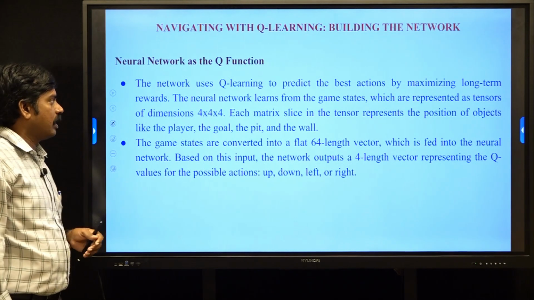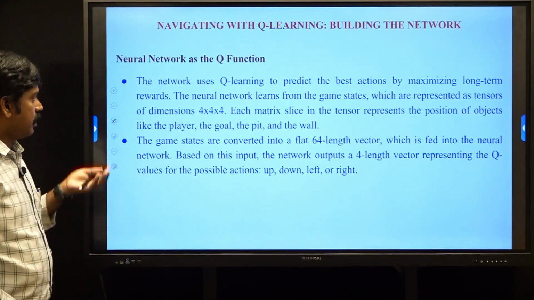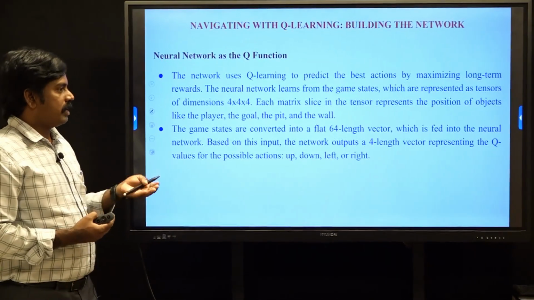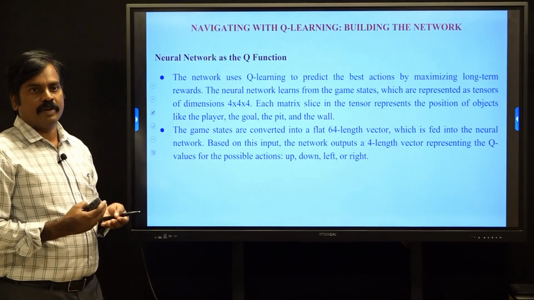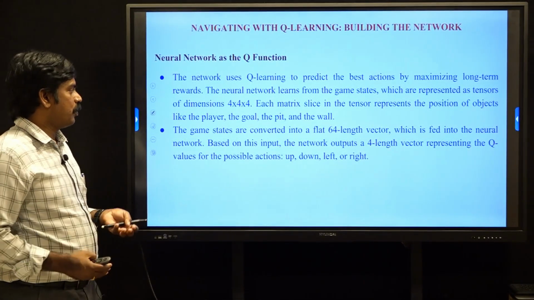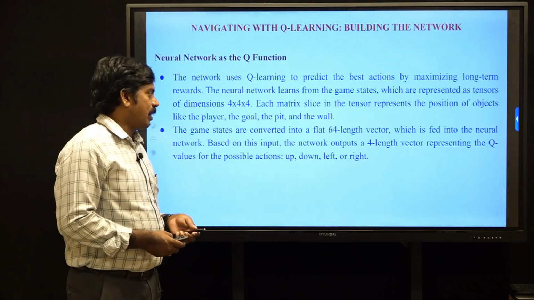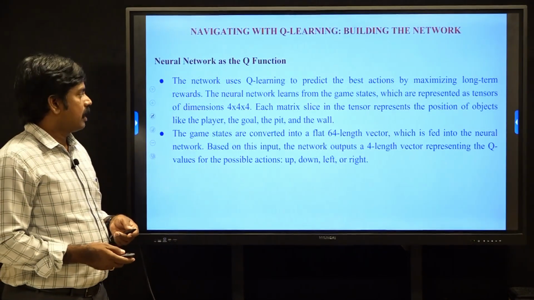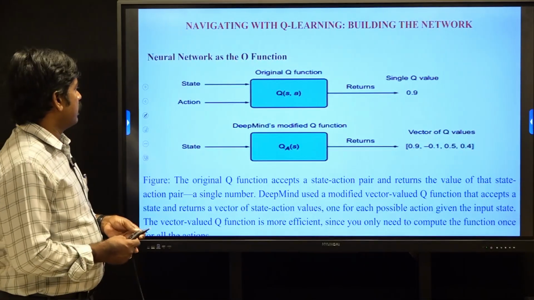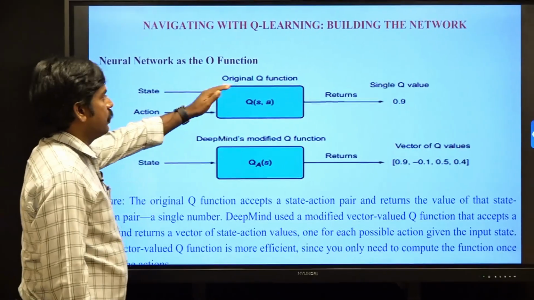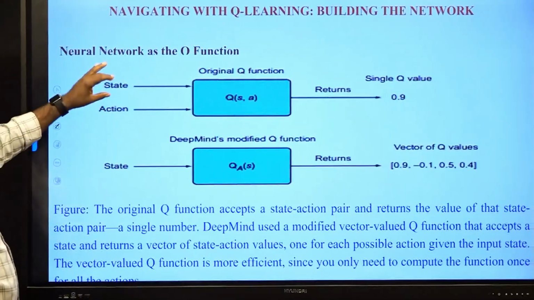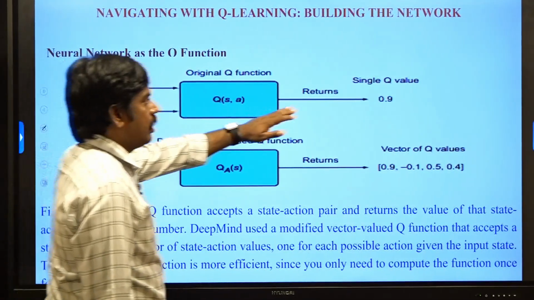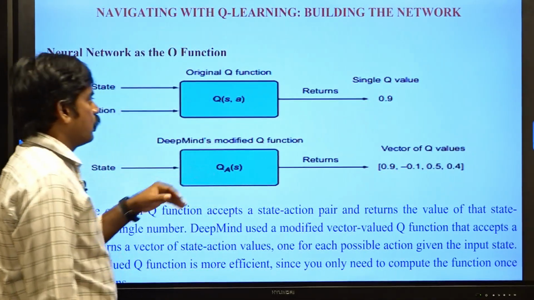The neural network input layer receives the 64 tensor values that represent the game state, and it gives 4 output values that represent the 4 possible actions of this game. The general original Q function takes a state and an action, and it returns the Q value.